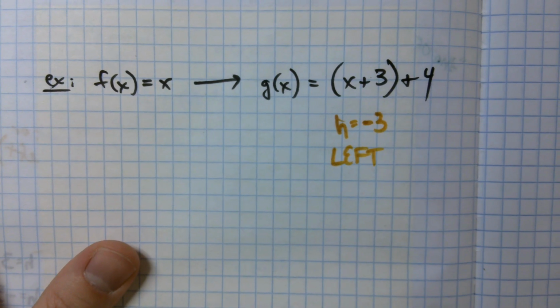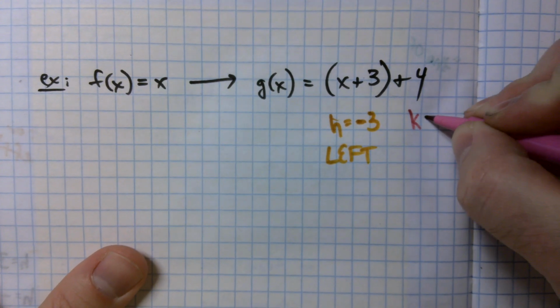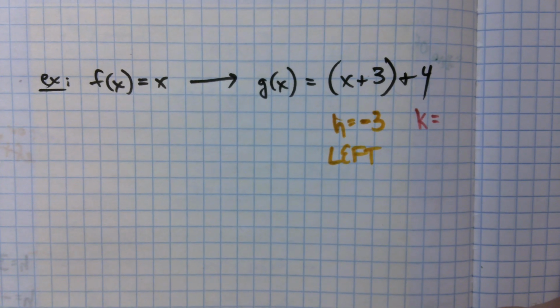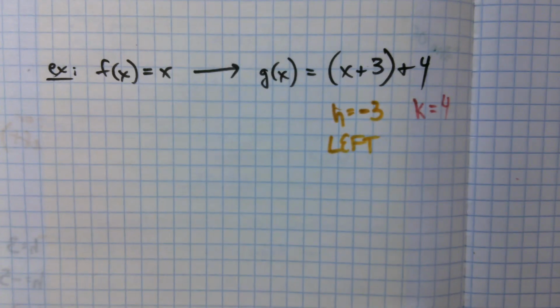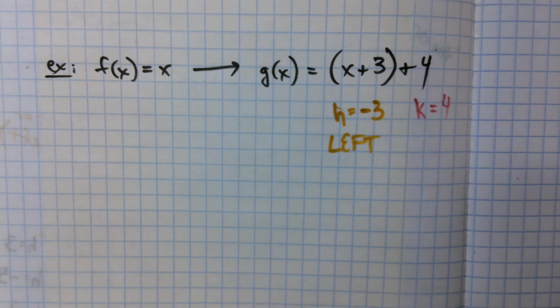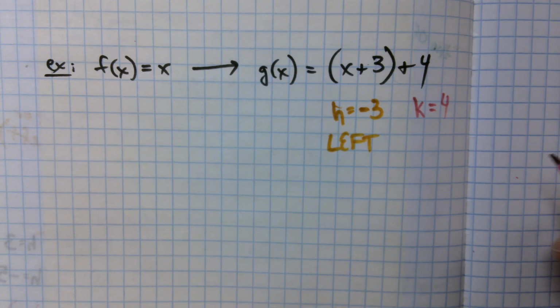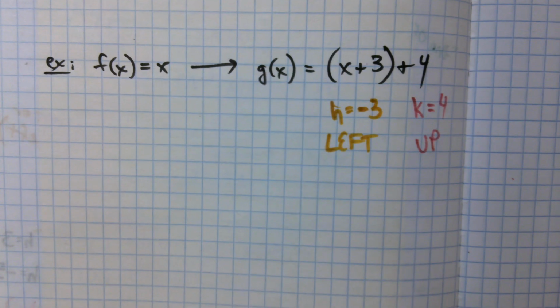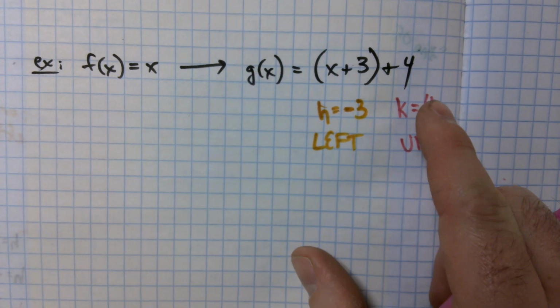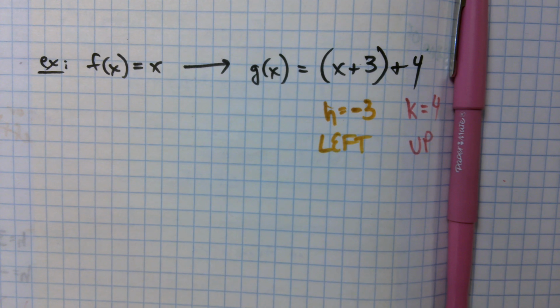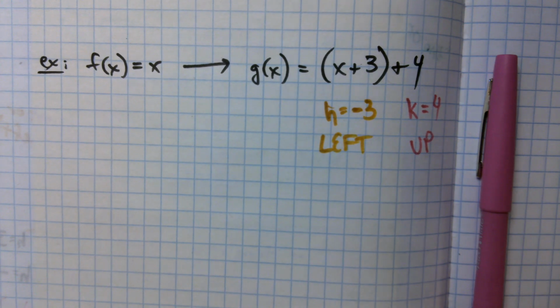Plus 4 on the end. What value is that? That's my k. Sorry, I worded that weird. So what is k equal to here? Positive 4. If it's outside the parentheses, I don't think in terms of opposites. It just is what it is. What direction does that tell me I'm going to go? Up. K is my vertical. So this tells me I'm going 3 spaces left and 4 spaces up.